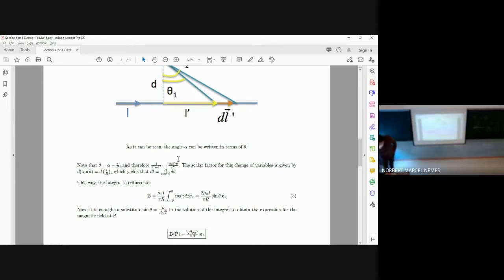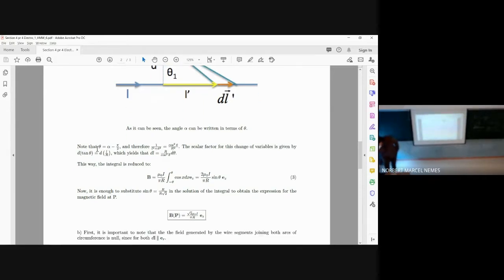And also, the cosine of theta we can express as r over the square root, by the Pythagoras law. And he also changes the integration variable, which is very useful for these long wires. Whenever you have long wires, this is what you should do. Instead of a lengthwise integral, do an integral in angle. It usually works better. And he does that.